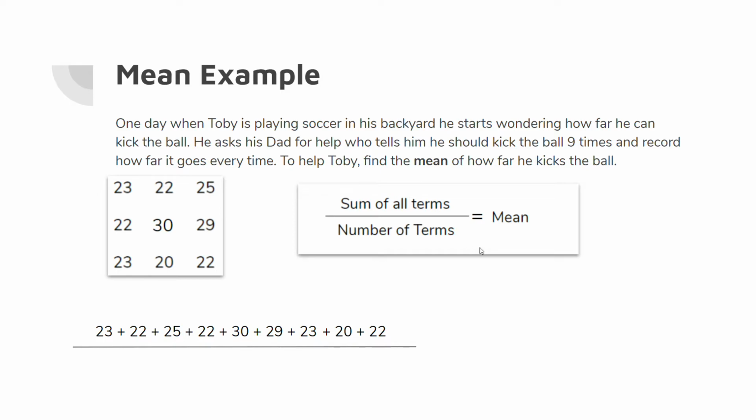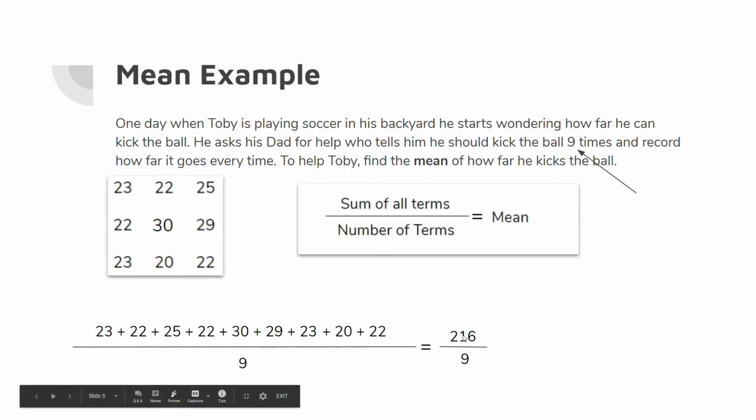So, number of terms. How many times did he kick the ball? Well, it says it right here. 9 times. His dad told him to kick the ball 9 times. So now we just put that there. To save you all some math time, I went ahead and added them all together for you. So all the numbers up top over here is equal to 216, and 9 stays the same.